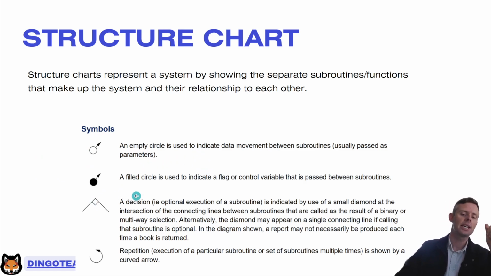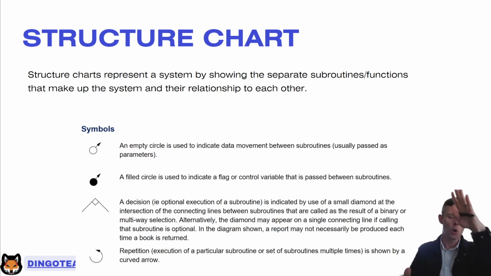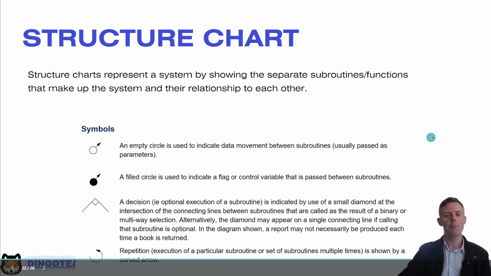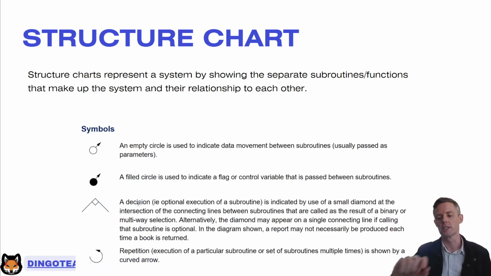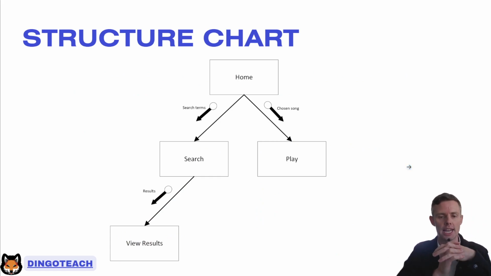The next one, the diamond indicates a decision. So if you've got two paths like this and there's a diamond in between, that means you can choose to go this way or you can choose to go that way. If there is a diamond on the line, so it's not in the middle, but it's on the line, that means that particular line you can go down, but you do not have to. So we'll talk about that in a second. And the last one, repetition, appears on the lines, and that just means you can call those functions as many times as you like. So let's have a look at my little example for our Spotify thing again.